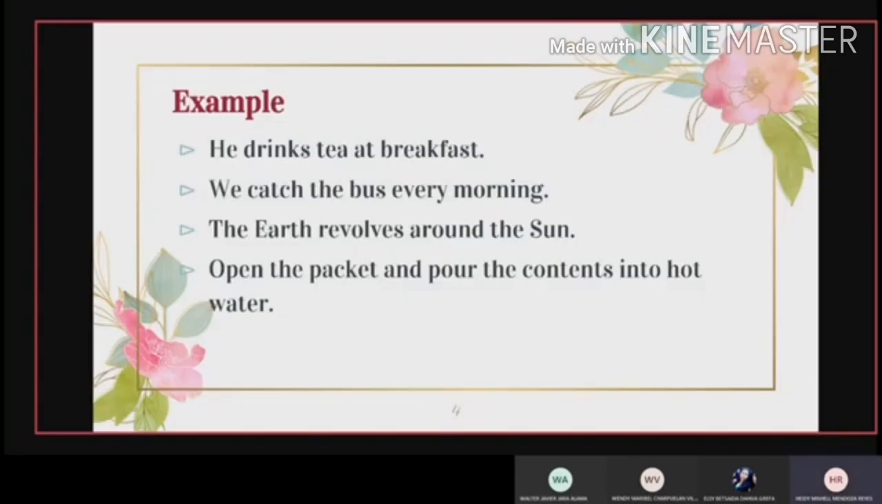Okay, examples. He drinks tea at breakfast. Habits and routines. Another example, we catch the bus every morning. Repeated events or actions. Another, the earth revolves around the sun. Another, open the pack or pour the contents into hot water.